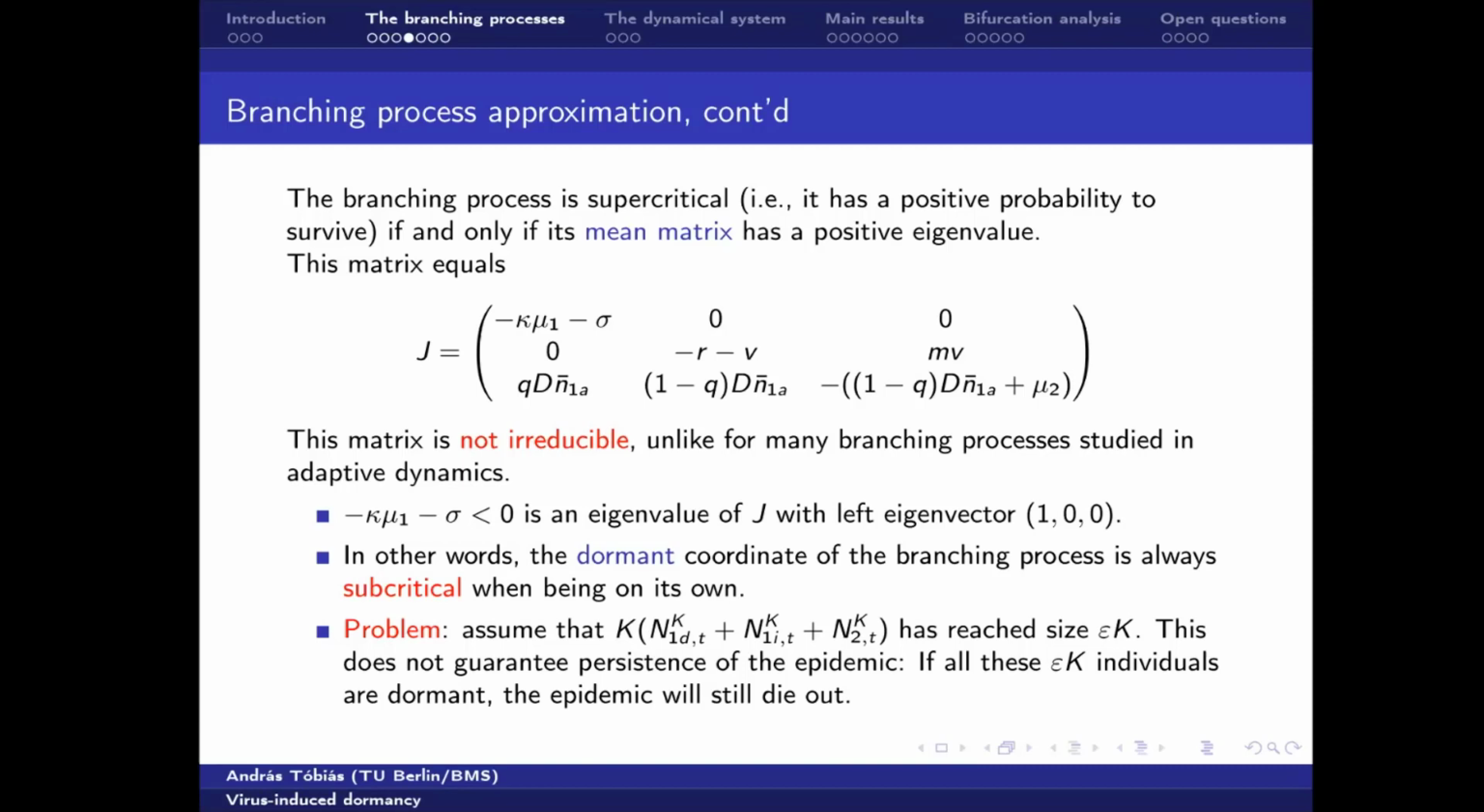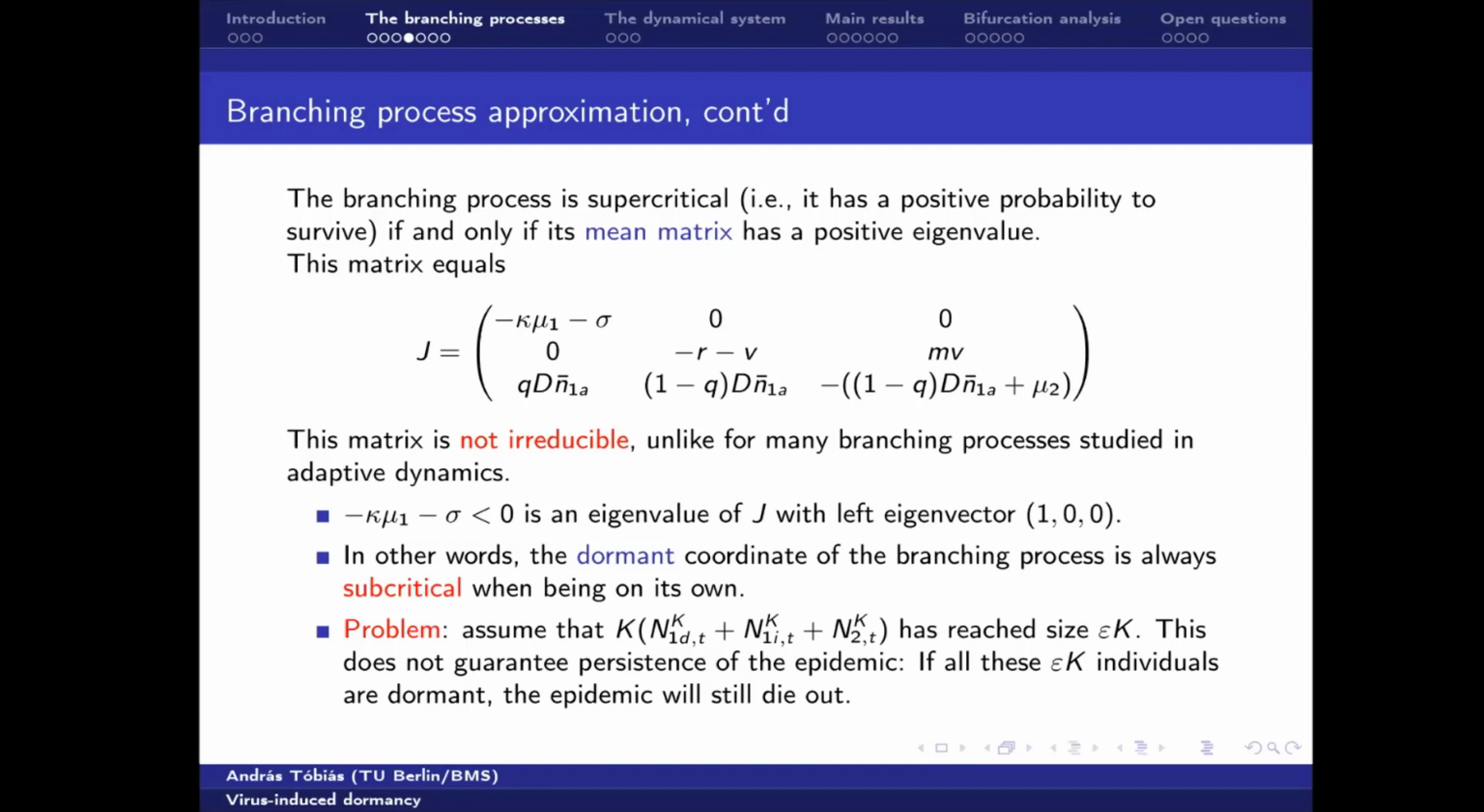Right, so this is the mean matrix, and we know from standard branching process theory that the branching process is supercritical, so it has a positive chance to survive, if and only if this matrix has a positive eigenvalue. And what we can see here is that this matrix is not irreducible. So actually, if you look at the first row here, then we see that minus kappa mu1 minus sigma, which is always less than 0 by assumption, is an eigenvalue of this matrix, and it has left eigenvector 1, 0, 0. So the matrix is not irreducible.